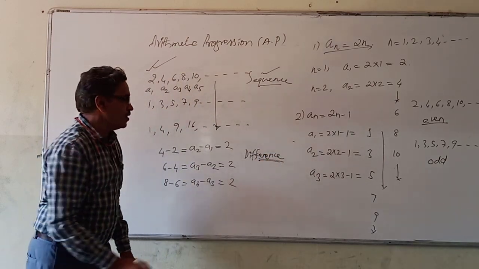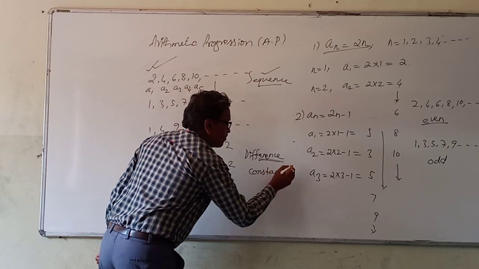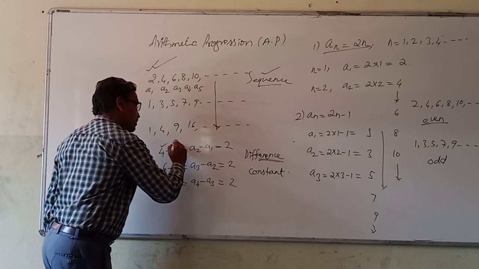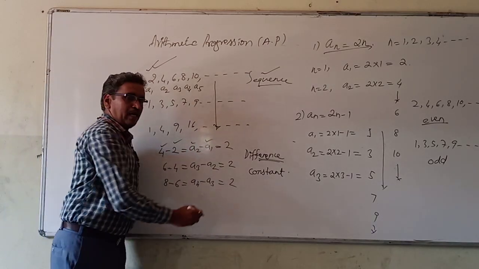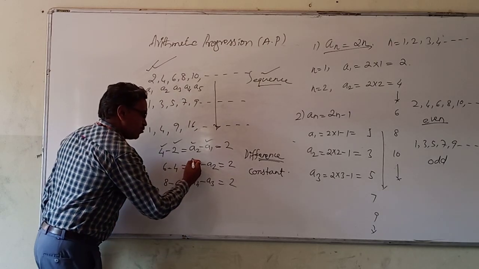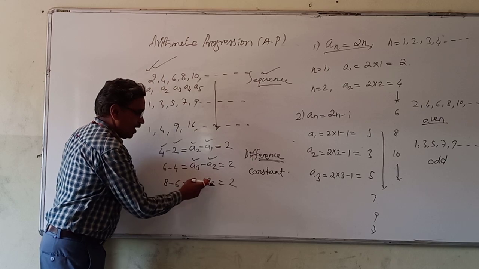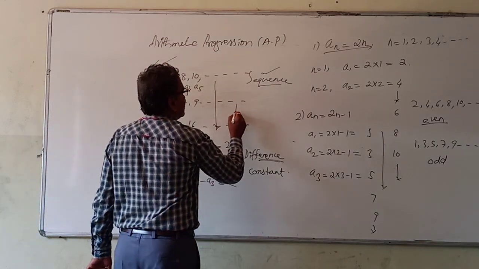Difference is constant. So difference is always calculated between a term and its preceding term, that is a2 minus a1, a3 minus a2, the term and its preceding term.